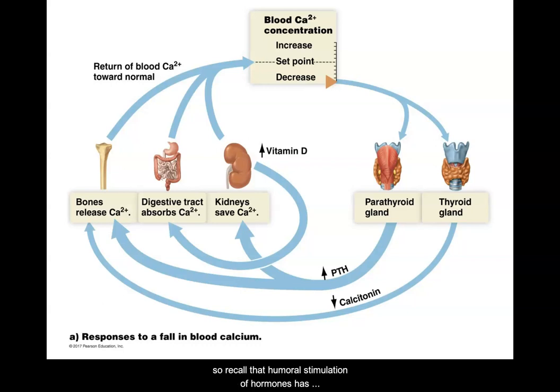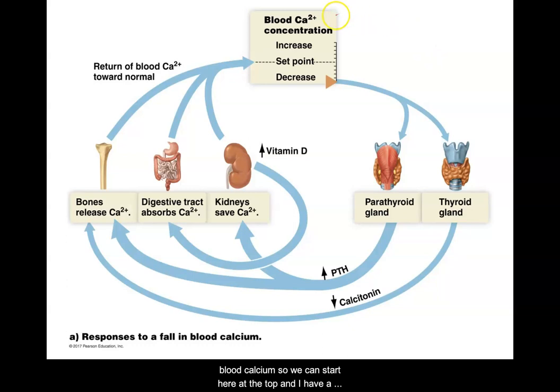So recall that humoral stimulation of hormones has to do with blood levels of nutrients and ions. We're talking about calcium in this case. So in this example, I'm showing you a response to a fall in blood calcium.